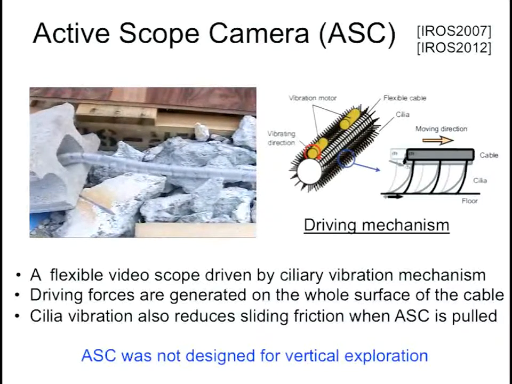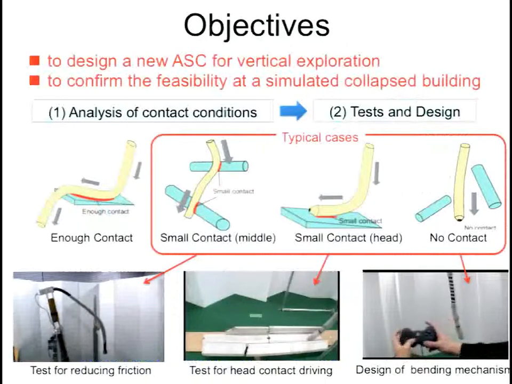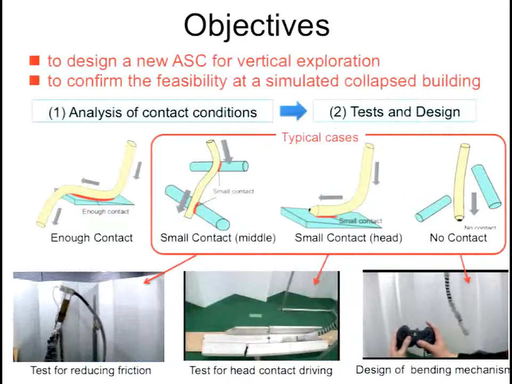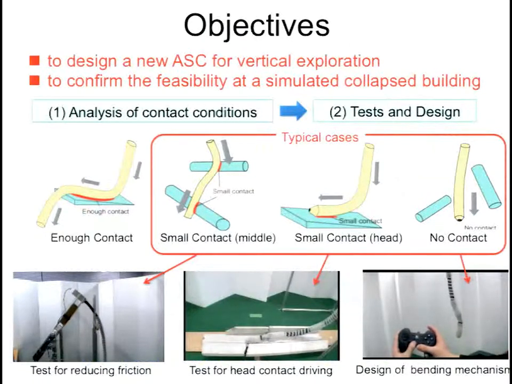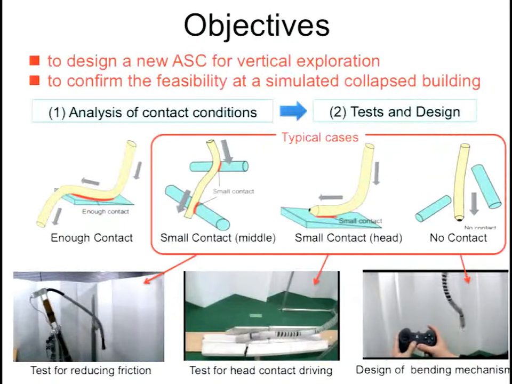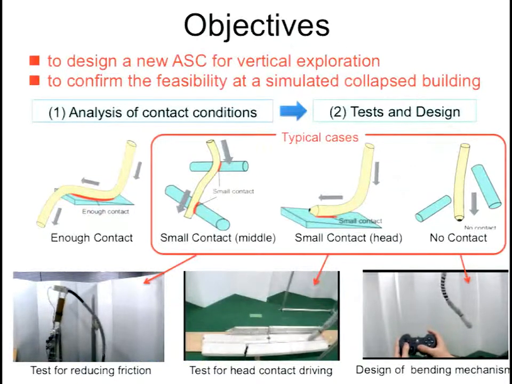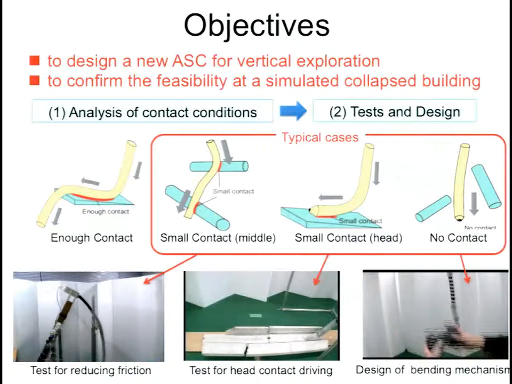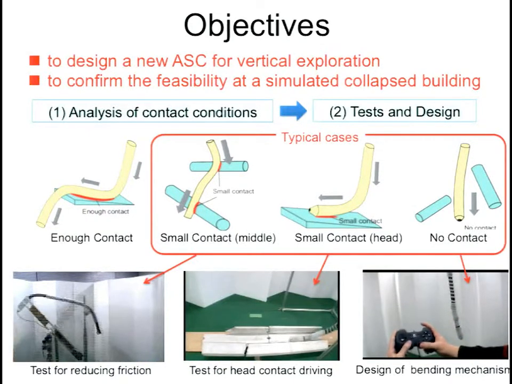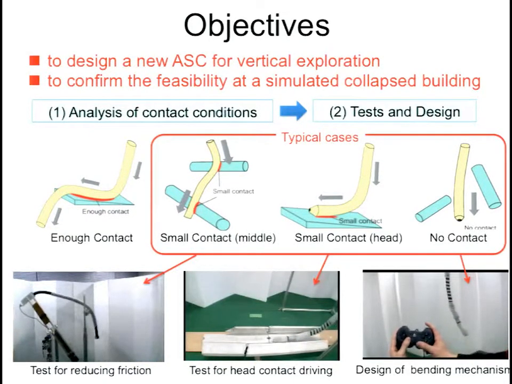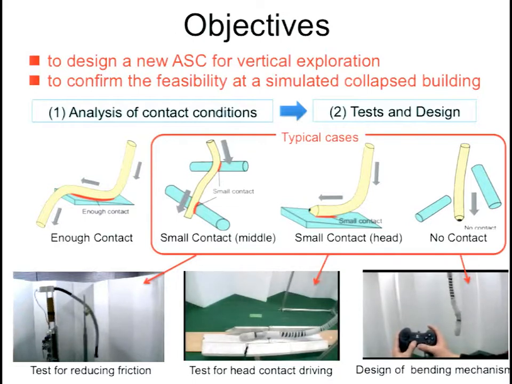So our objectives are to design a new active scope camera for vertical exploration and to confirm the feasibility at a simulated collapsed building. First, we analyze the typical contact conditions for vertical exploration with active scope camera. We found 3 typical cases. Then we tested the performances with such conditions, and to deal with no contact conditions, we designed a new head bending mechanism.